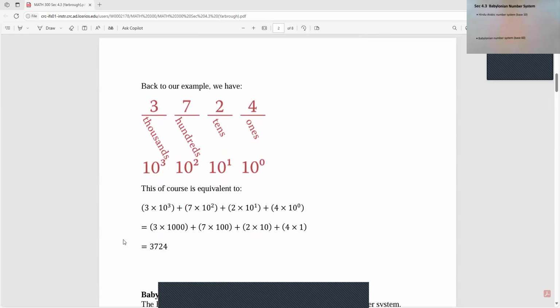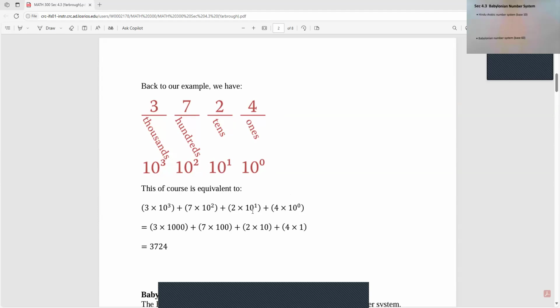So looking at it again, when we look at the number 3,724 in the Hindu-Arabic number system, the one that we're used to, the 3 tells us how many 10 to the thirds we have. The 7 tells us how many sets of 10 to the second power we have. The 2 tells us how many sets of 10 to the first power we have. And then the 4 over here tells us how many sets of 10 to the 0 power we have. Remember, 10 to the 0 is the same as 1.